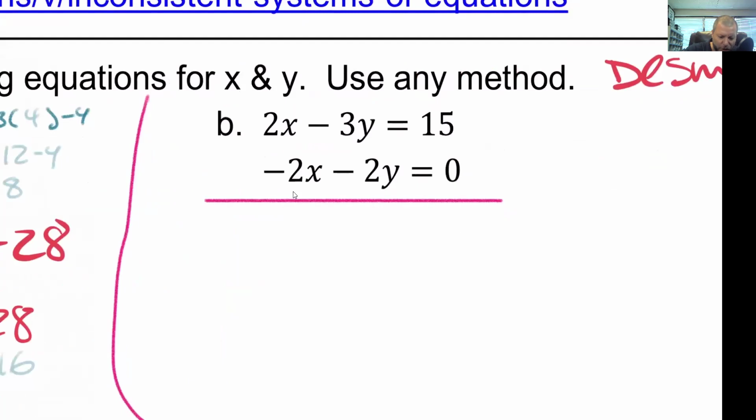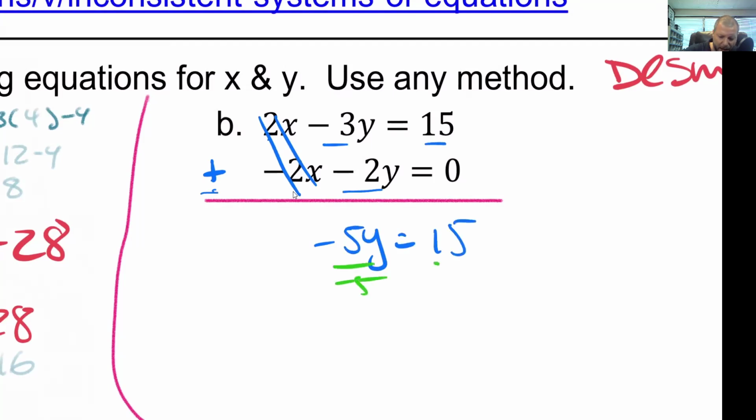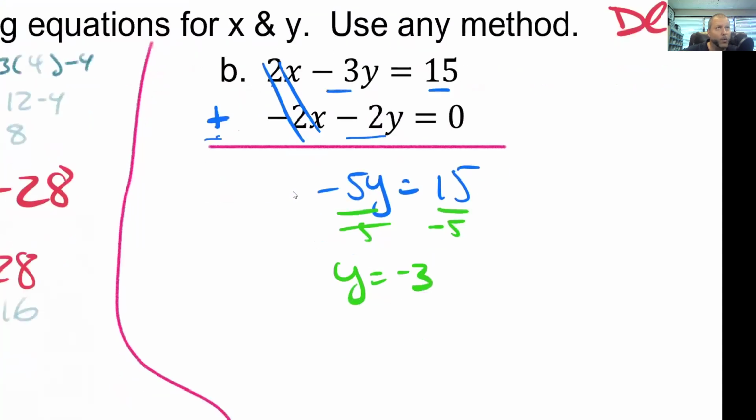So in this situation, notice that if you just add these two equations, 2x plus negative 2x, those x's cancel. Negative 3y plus negative 2y is going to be negative 5y. 15 plus 0 is 15. So when you divide both sides by negative 5, we're going to get y equals negative 3. We know our y coordinate.